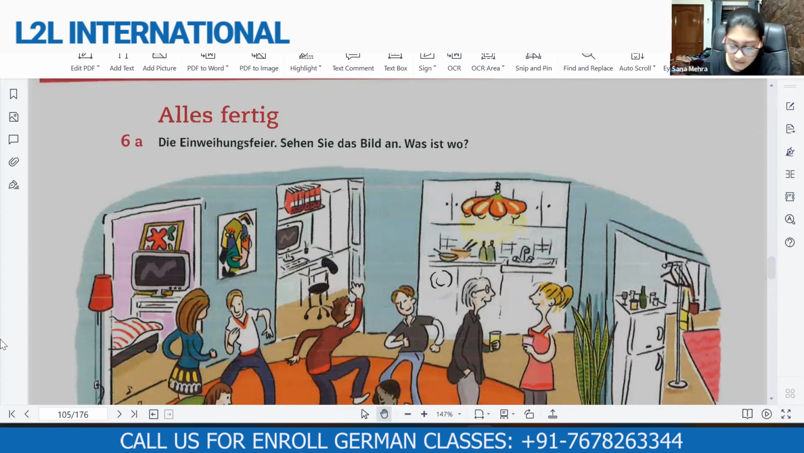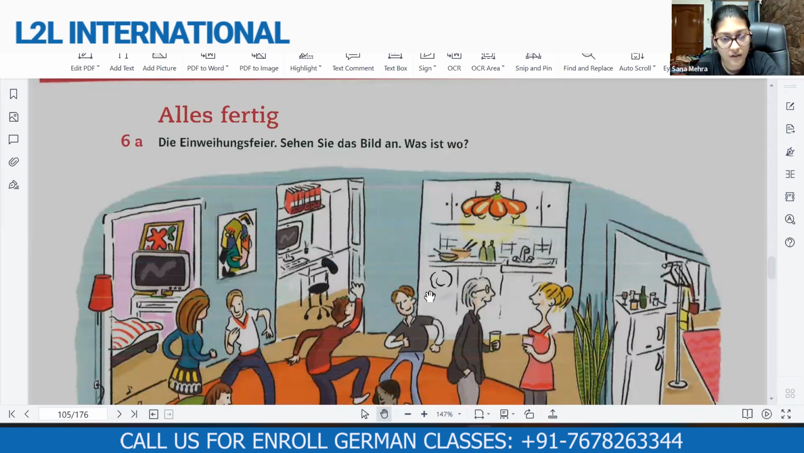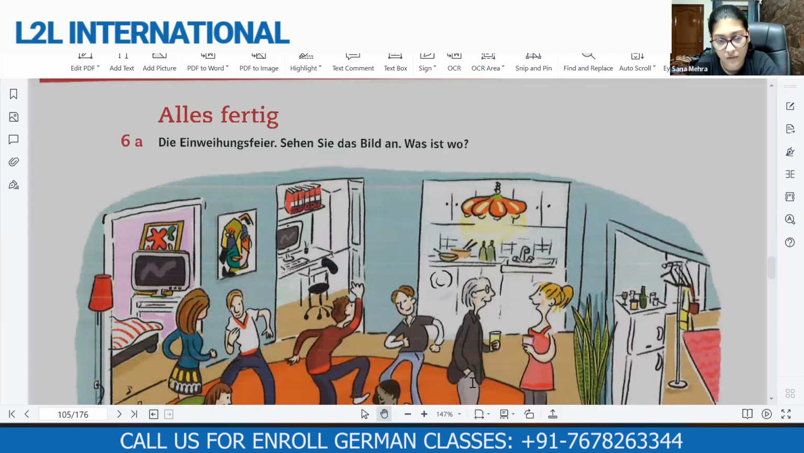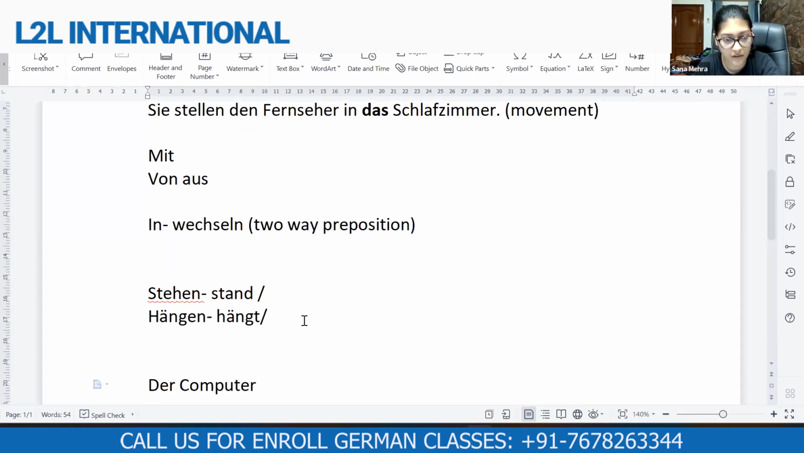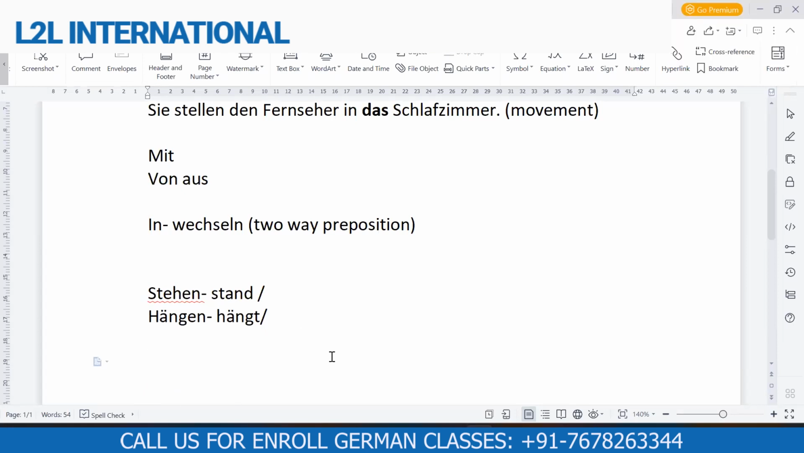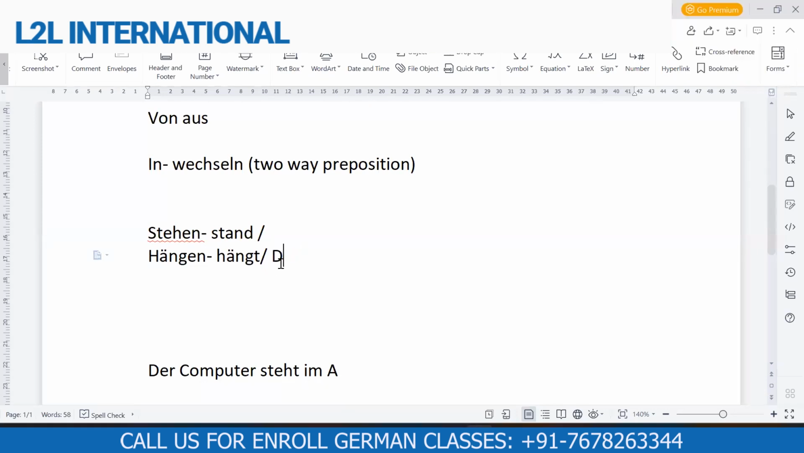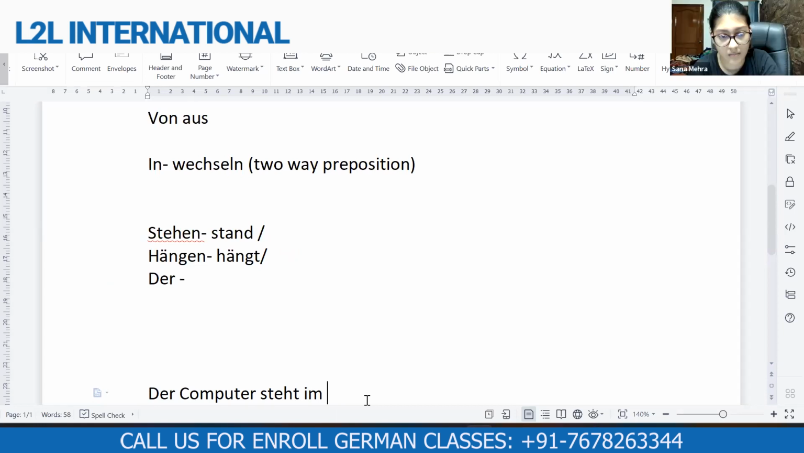Their computer. Do I have to use the word steht? No, ist. Their computer steht. What was the further sentence I forgot? On the table. Yeah. Auf and Tisch. It was auf der Tisch. And I said that all the prepositions we are discussing right now are all dative. So Tisch will change.